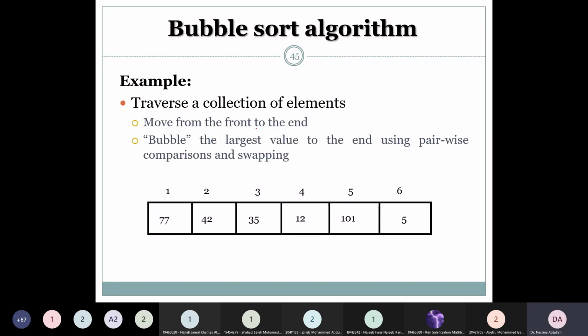Move from the start to the end. So the bubble sort moves the largest value to the end using pairwise comparison and swapping. Look now. I will do the first iteration.